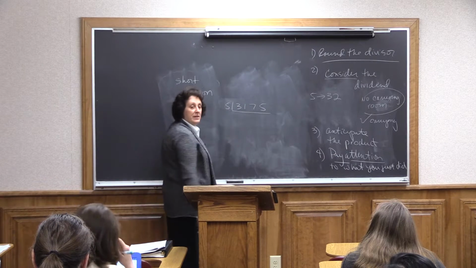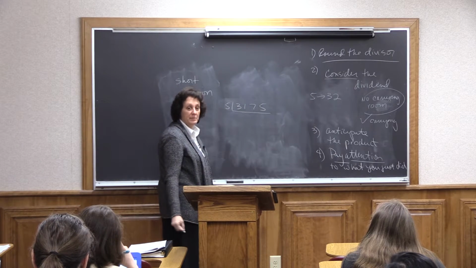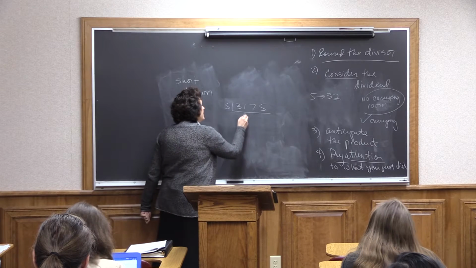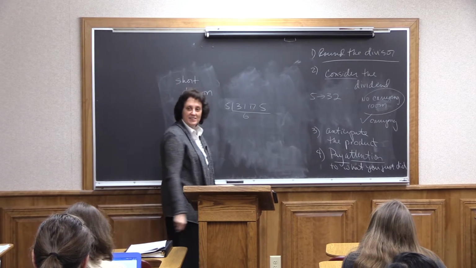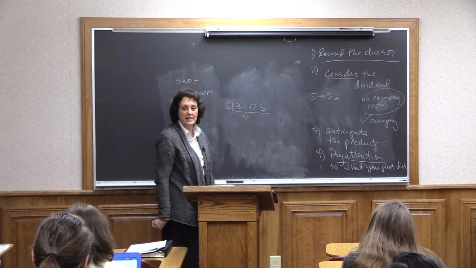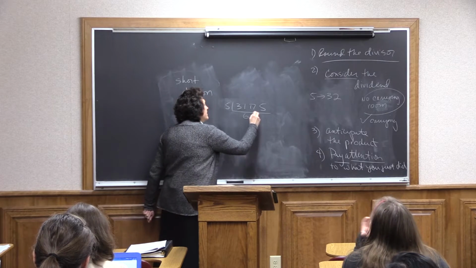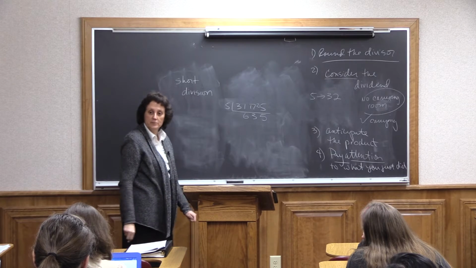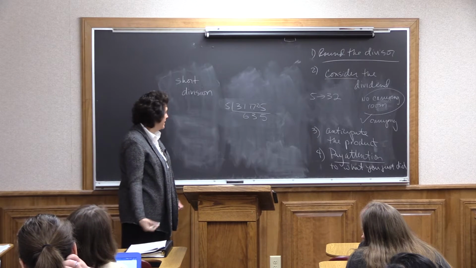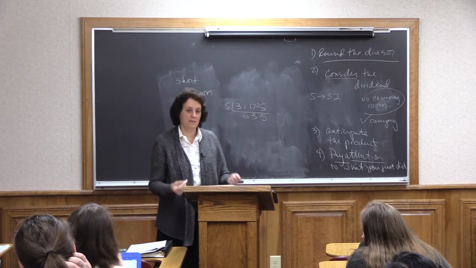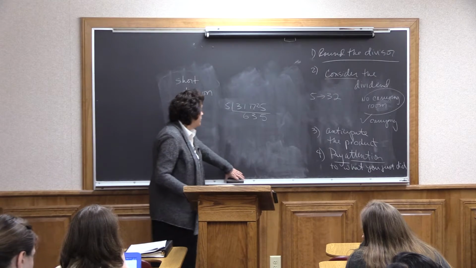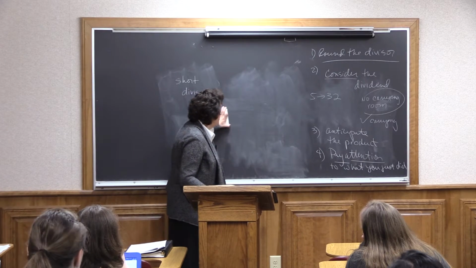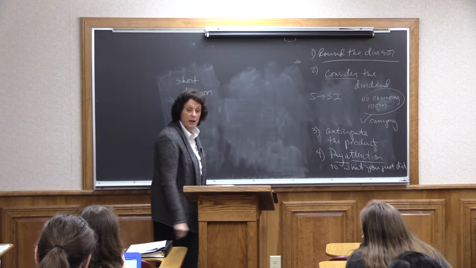5 into 30, how many times? How many? 6. What's left? The 5s are easier. 5 into 17, how many times? What's left? 2. Okay? And so we want to make some things a little bit fun. And the reason that you need to be able to do so-called short division is prime factoring.